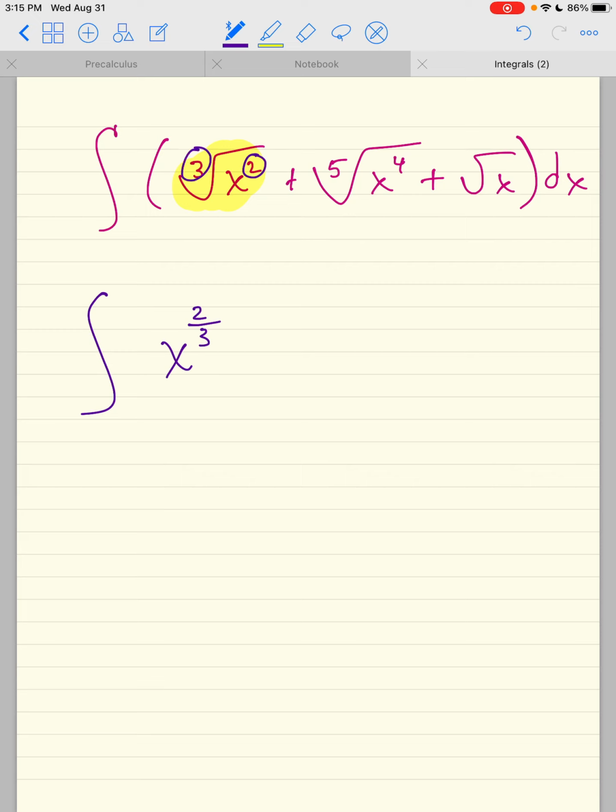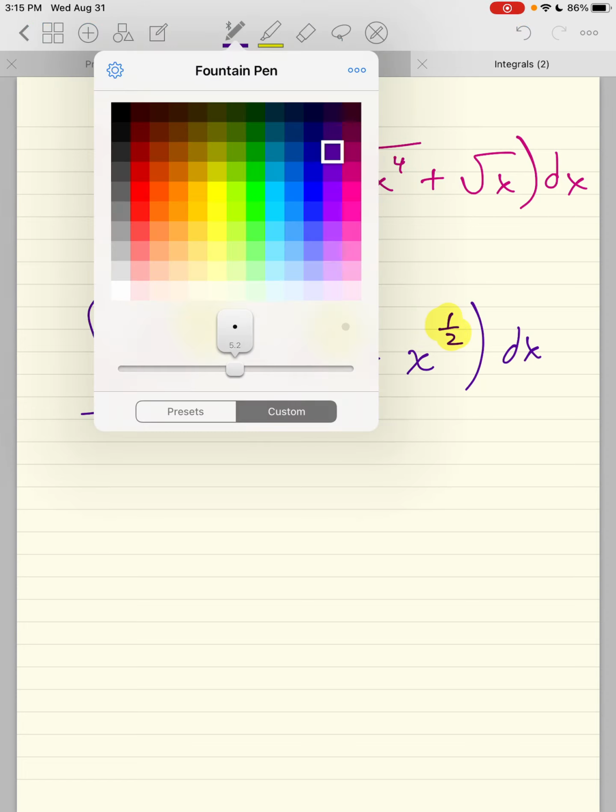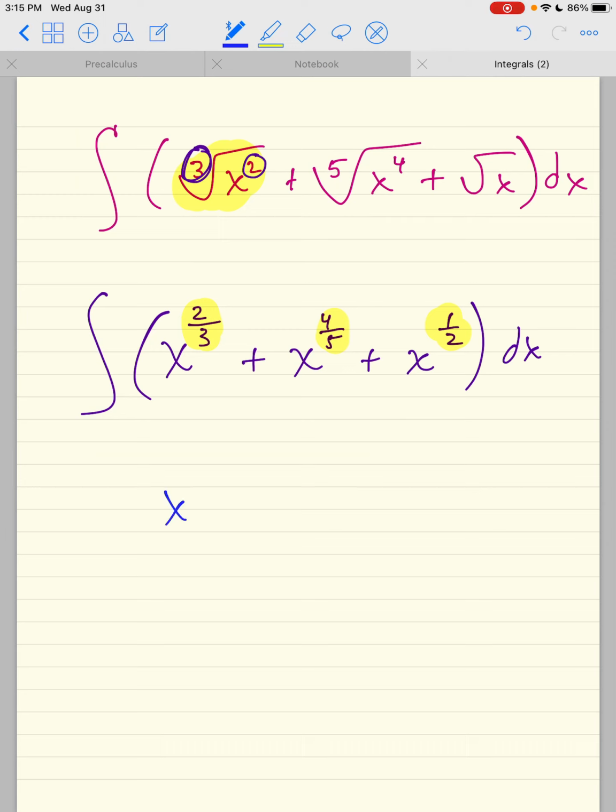You can always think of denominators as people who dominate. We don't want them in our house, so we are going to put them outside. We will do the same here. This is x to the 4 over 5, and this is x to the 1/2. So we are going to integrate by adding 1 to the exponent, and then we're going to divide by the exponent. So what we're going to do here is add 1.